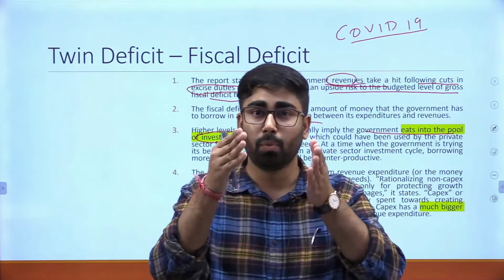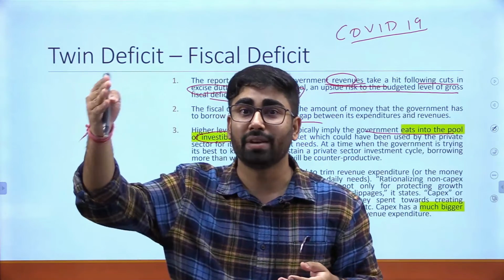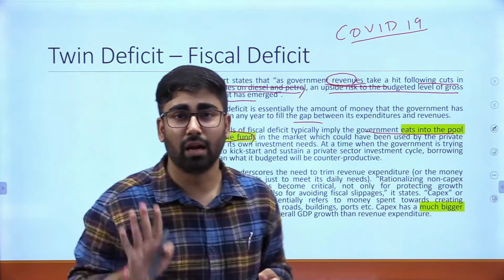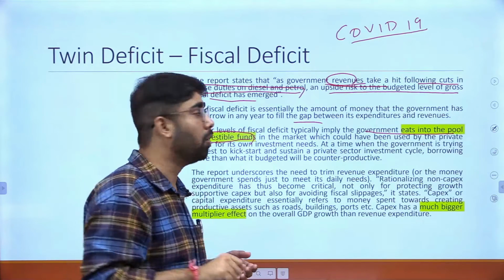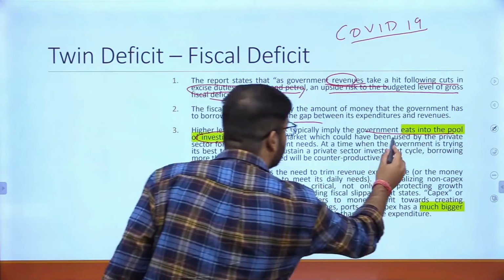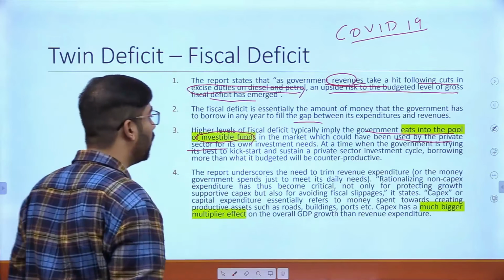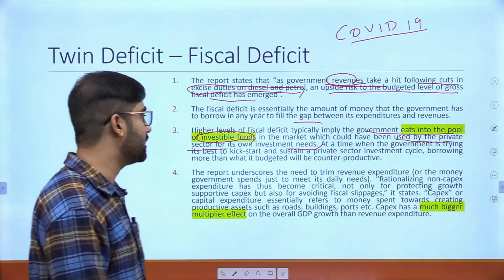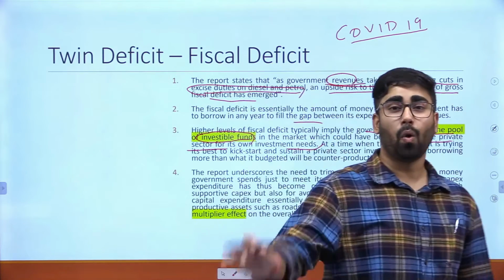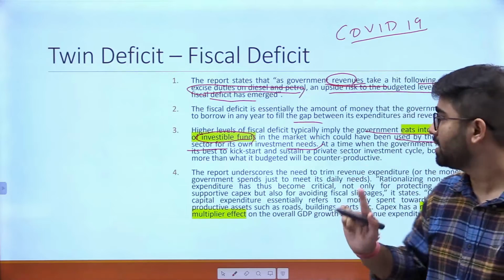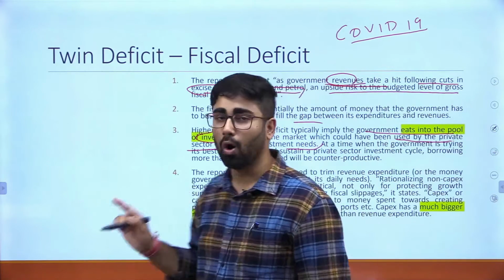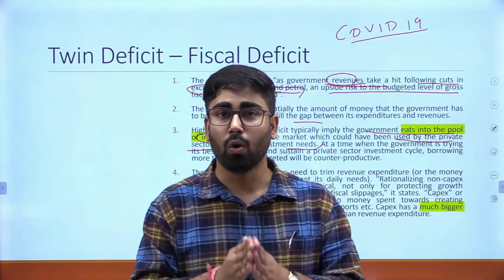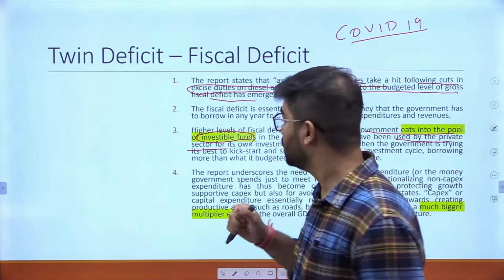Then that pool of investments that could have been invested in capital, okay, they are going into the debt servicing of the borrowing that government took in the market, which could have been used by the private sector for its own investment needs at a time when government is trying its best to kickstart and sustain a private sector investment cycle. Now, what is the meaning of this statement? The first is the government that could have invested those funds into capital, they are now going into debt servicing because they have to borrow more.